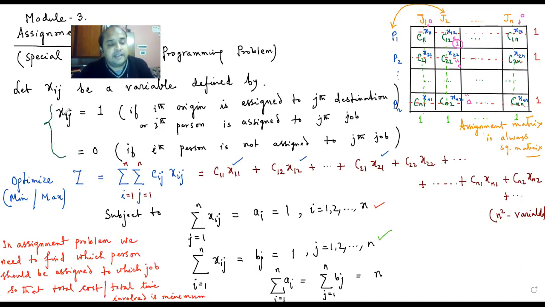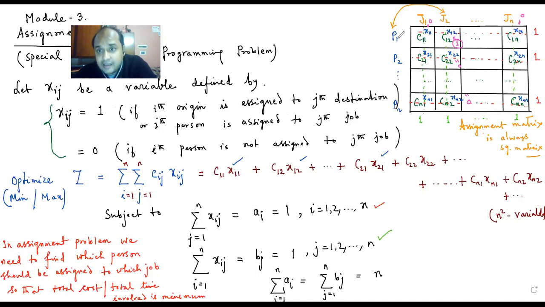Therefore, it is written here that xij equal to 1 or xij equal to 0. Now you can probably understand why it is written that xij equals 1 when the ith person is assigned to the jth job, and xij equals 0 when the ith person is not assigned to the jth job.